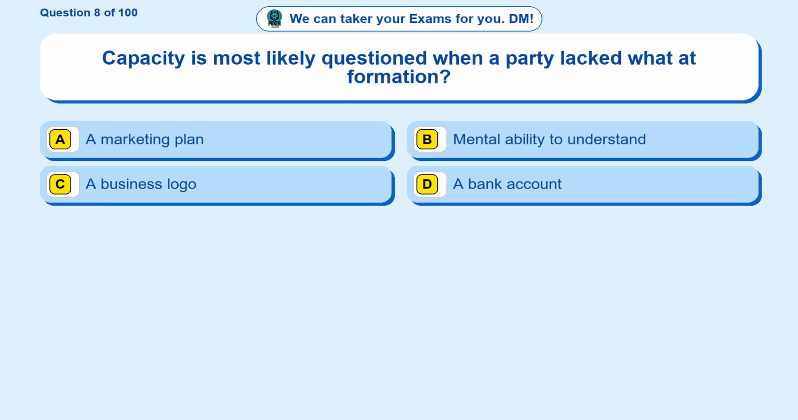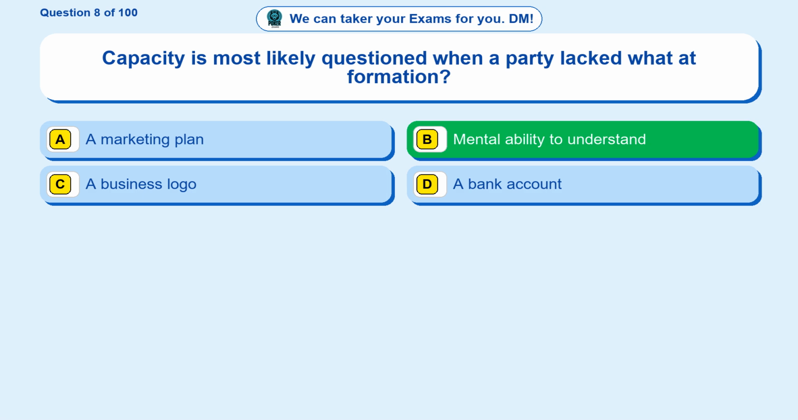Question 8. Capacity is most likely questioned when a party lacked what at formation? Option A. A marketing plan. Option B, mental ability to understand. Option C. A business logo. Option D. A bank account. The correct answer is option B.